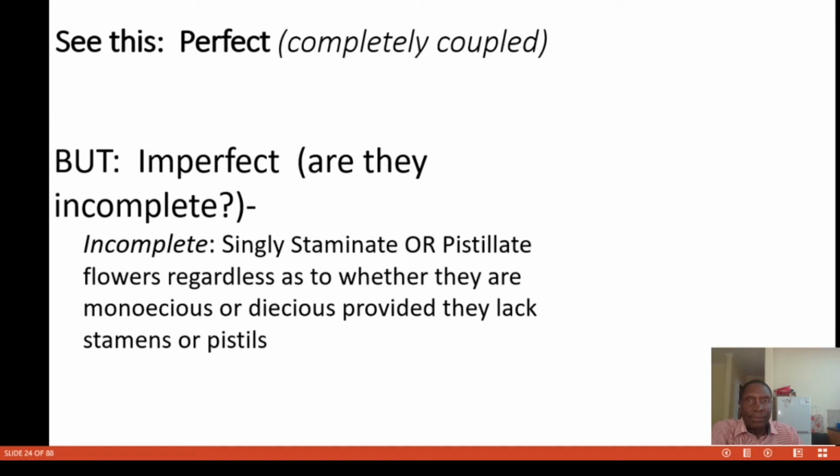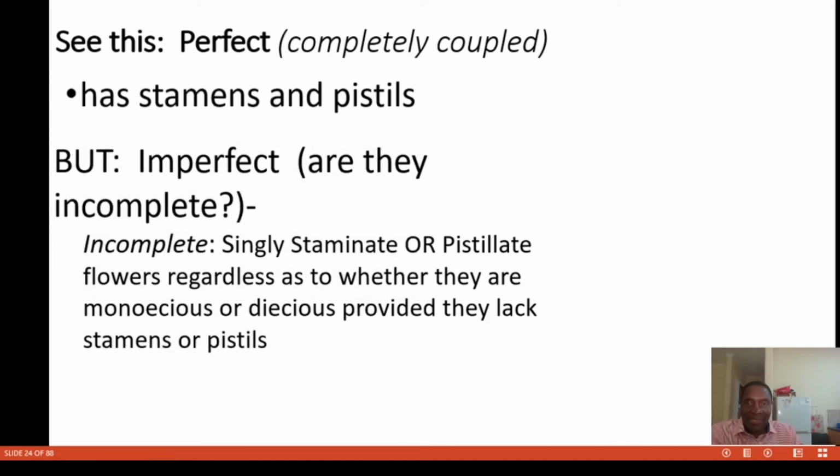See this? Perfect, completely coupled. But imperfect, are they incomplete? Yes, because singly staminate or singly pistillate flowers, regardless as to whether they are monoecious or dioecious, provided they lack stamens or pistils, are incomplete.